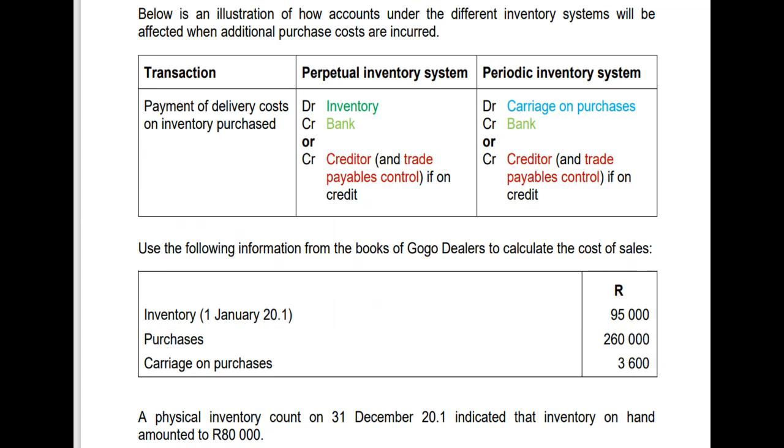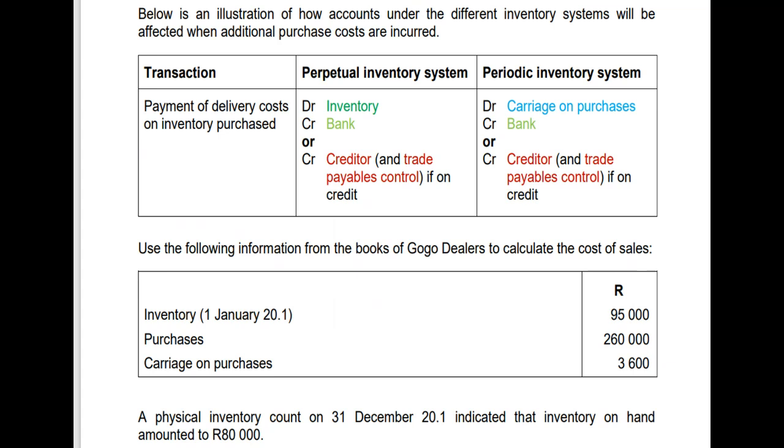Then what are you going to credit? The bank, because you've paid for those delivery costs. The bank is an asset, so it reduces on the credit side. But if you haven't paid for those delivery costs, you're going to credit your trade payables control, because it is a liability, and it increases on the credit side.